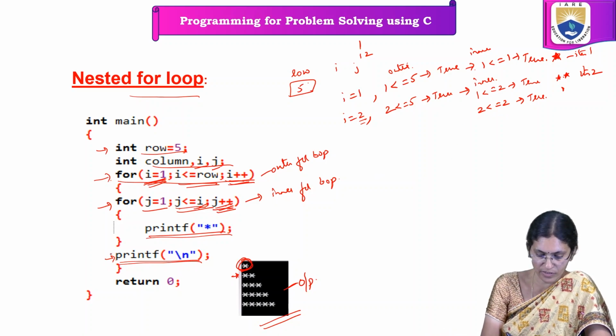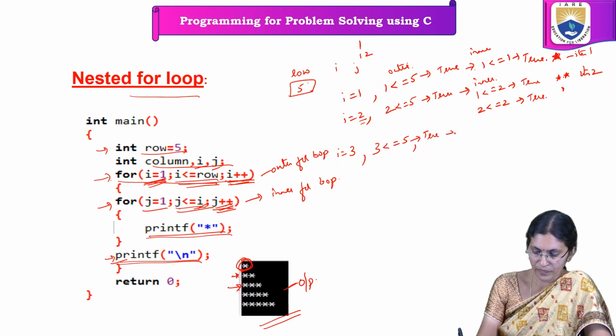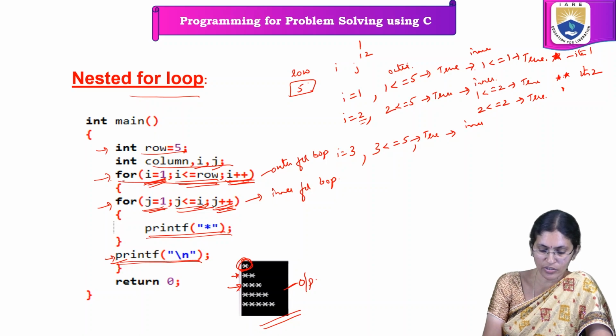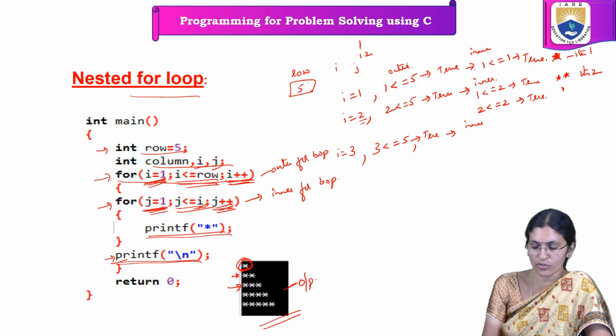Therefore the control is transferred here, and the cursor will move to the next line. After that, the i value is incremented by 1, so i is equal to 3 now. Again the condition is checked in the outer for loop. 3 is less than or equal to 5, so this becomes true. So for the inner for loop, j is initialized to 1. Each time it enters, the control is transferred to the inner for loop and j is initialized to 1.